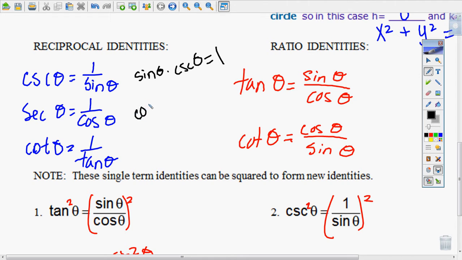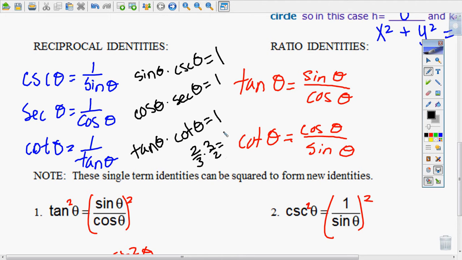If I had cosine theta times secant theta, it's going to equal 1. If I had tan theta times cotangent theta, it's going to equal 1. Because back in Algebra 1, we learned that a number times its reciprocal equals 1. So something times its reciprocal is going to be 1. Otherwise, it's not a reciprocal. Got it?